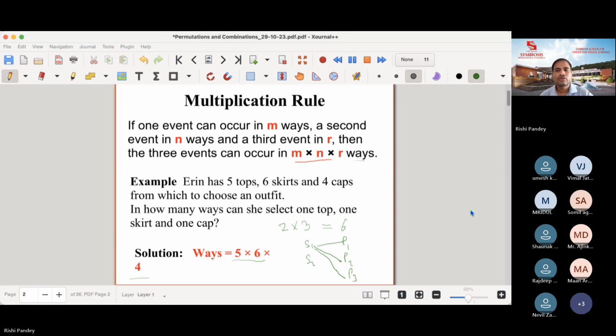You got my point? Is it right or not? Similarly, you can take the second shirt with all the pants. The total ways are 6. This is called the multiplication rule, covering all the possibilities. Why is it important in management?